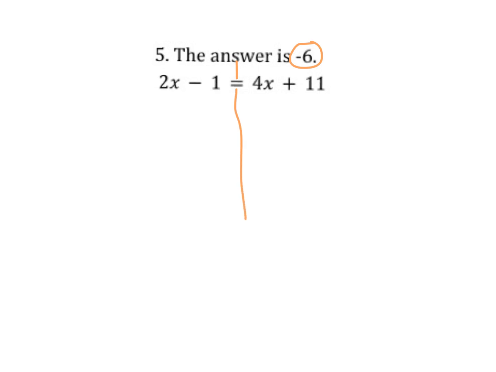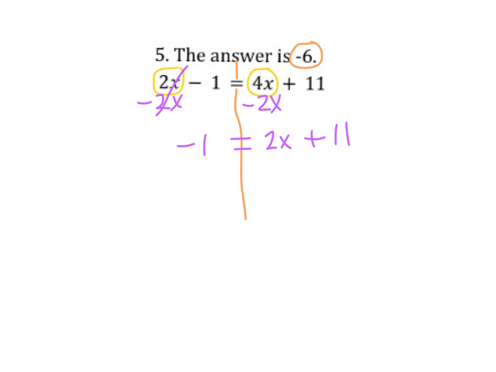Okay, for number 5, we know the answer is going to be negative 6. So line down the equal sign. Ooh, and I recognize that we have variables on both sides, so we want to get our variables together first. I like to move the smaller variable, the 2, over to the bigger variable, but you could try it the other way if you want. That leaves us with a negative 1 on the left side, and then 4x minus 2x is 2x.